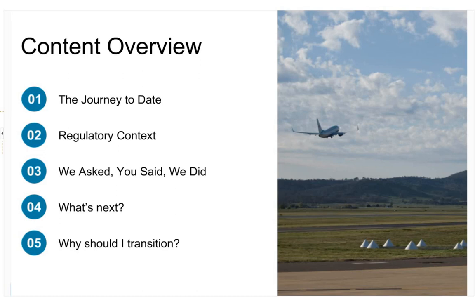So what we want to do is basically cover 5 key areas today. We're aware that some people might be joining this webinar for the first time or might not have a lot of information about the project. So what we'd like to do is just basically run you through quickly how we got to where we are today, and also talk about the regulatory context for Part 139 and how it works with the other parts of the regulatory system. What we'll then focus on is our consultation process, which is we ask, you said, we did. We're aware that a lot of people in the industry want to know what the next steps are, and fundamentally some of you out there might be asking yourselves a fundamental question, which is why should I transition to the new rules? So we hope to answer some of those questions in the webinar today.